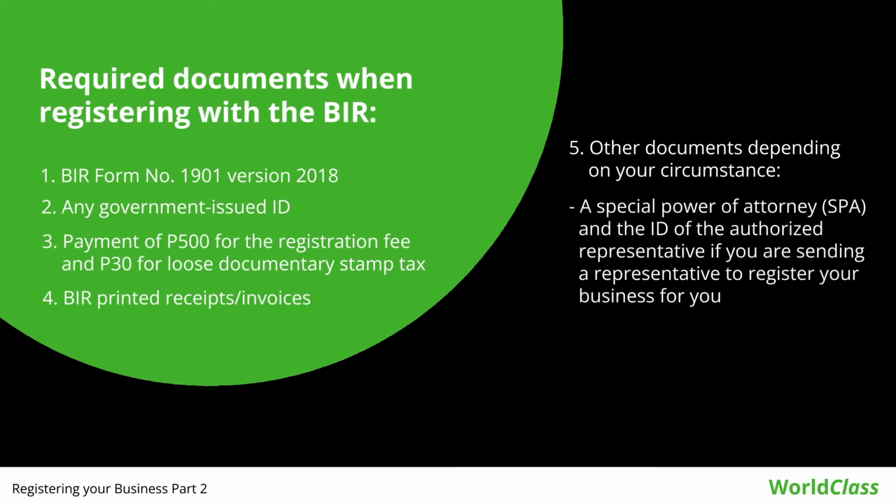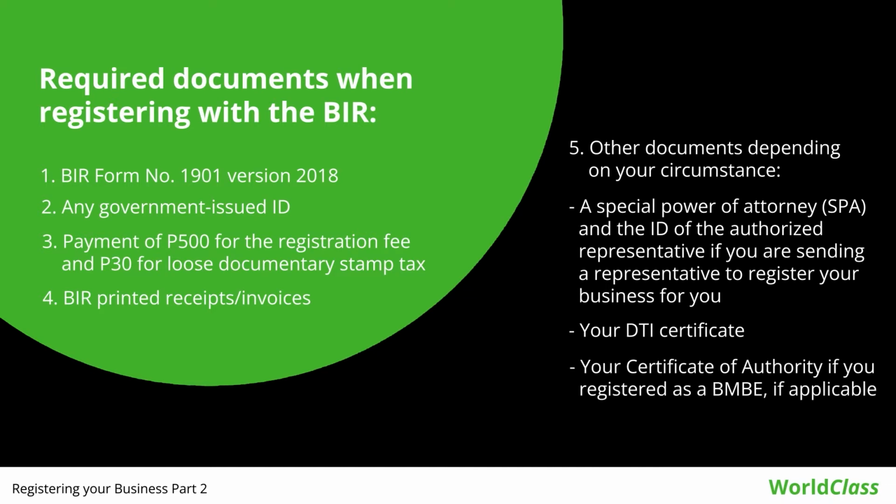First, a special power of attorney, SPA, and the ID of the authorized representative if you're sending someone else to register your business for you. Second, your DTI certificate. Third, your certificate of authority if you registered as a BMBE, if applicable. Lastly, proof of registration from the LGU. If you don't have your permit yet from your LGU, you can submit a copy of the application form you submitted to your local government.